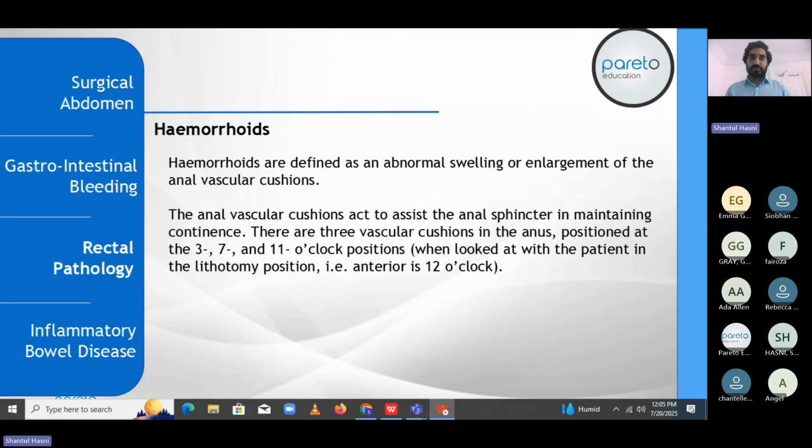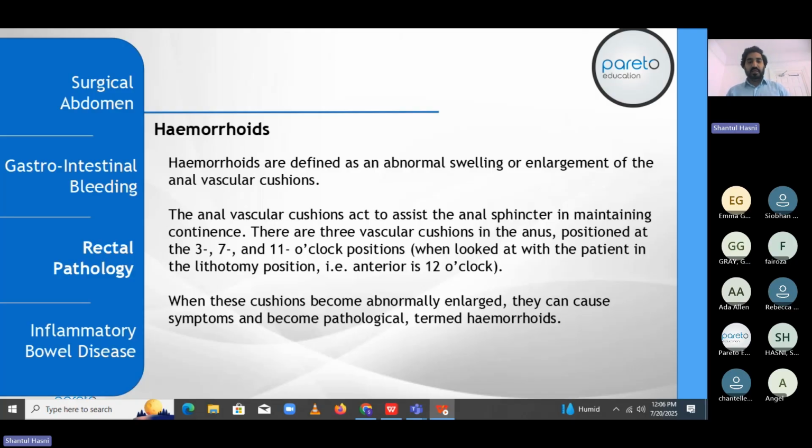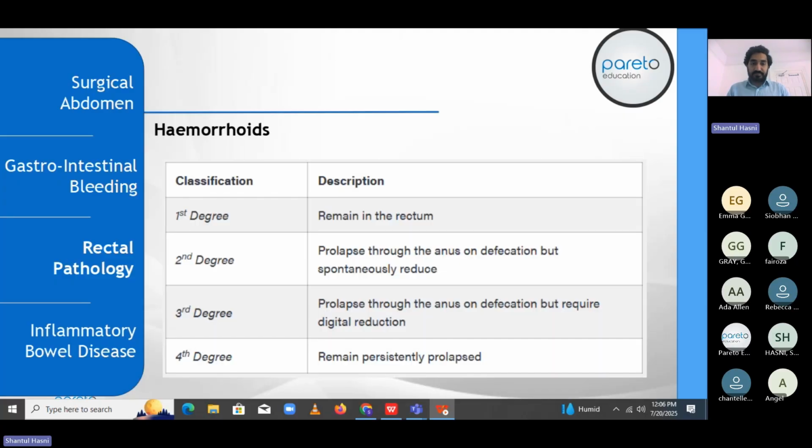Internal hemorrhoids usually only cause bleeding. They don't cause any pain, so you don't necessarily have to treat them, unless they become troublesome or they come out. When these cushions become abnormally enlarged, they can cause symptoms and become pathological. They are termed hemorrhoids. This is the classification, or the degrees, of hemorrhoids.